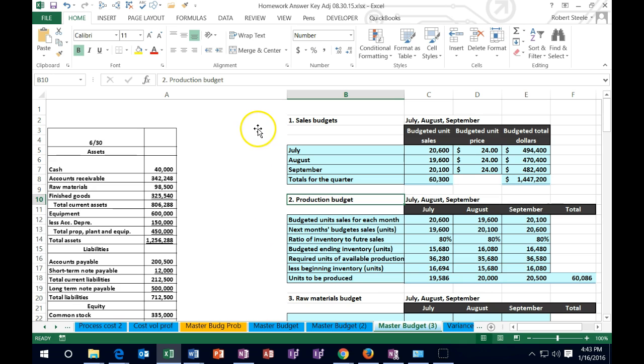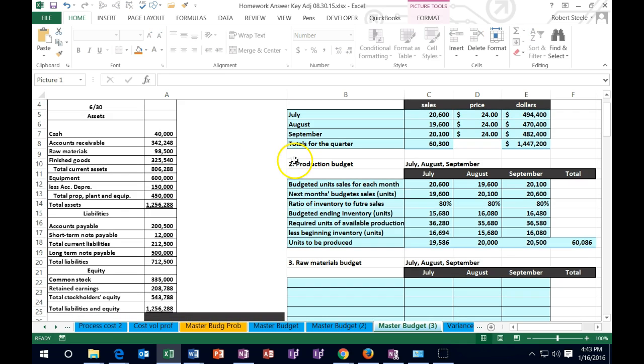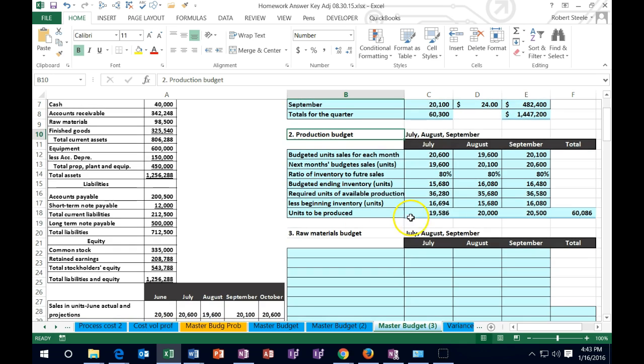Because in order to do anything, we got to know how much we're going to sell, basically, and then we can think about how much we are going to need to produce in order to meet our sales needs. And that's where we are at. We have these production numbers in units. We're talking about units in this case.